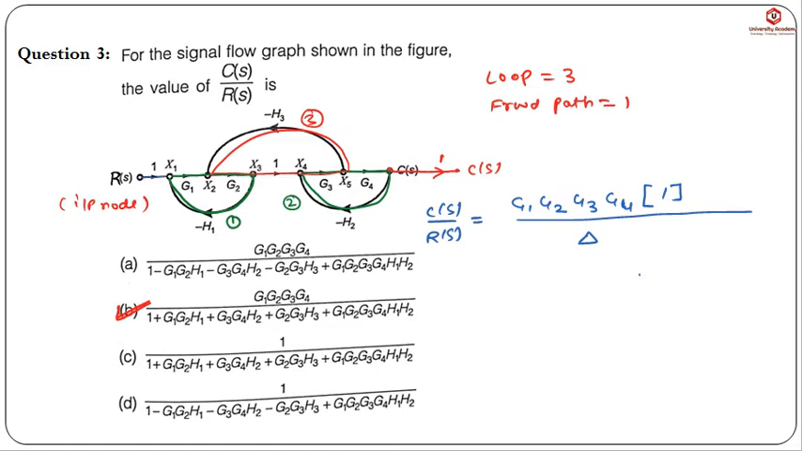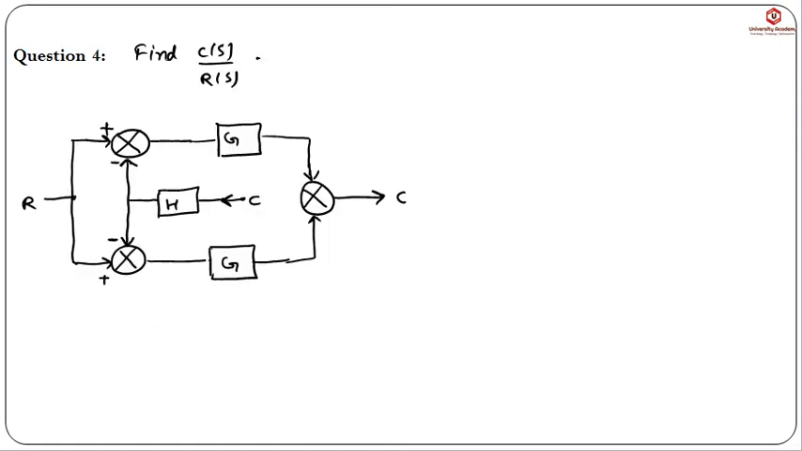Now let us see the next question. The question is to find C(s)/R(s), that is, we have to find the transfer function. Here a block diagram representation is given, and we have to calculate the transfer function. So we will solve it through the signal flow graph.